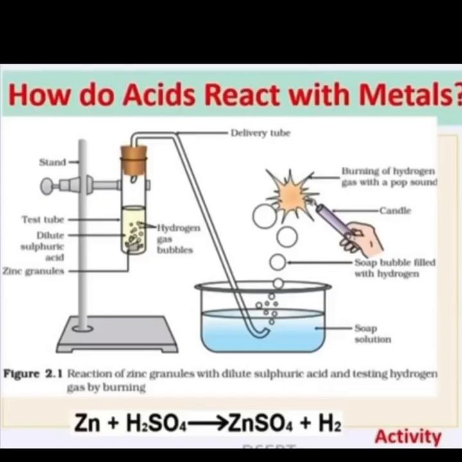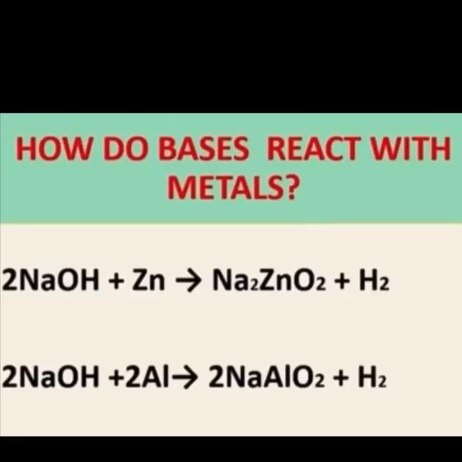Then let's revise it, children. When metal is reacted with acid, what are the products formed? Salt and hydrogen gas. When metal is reacted with base, salt and hydrogen gas are formed.